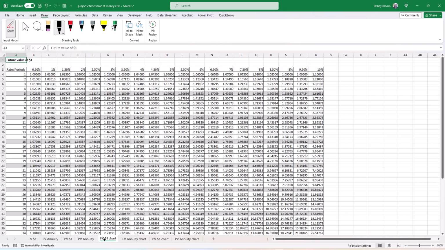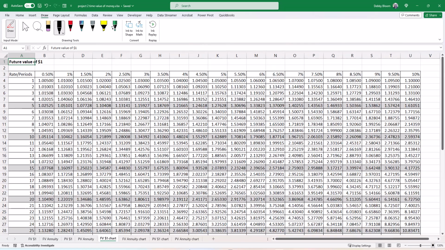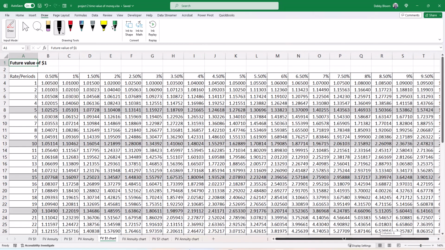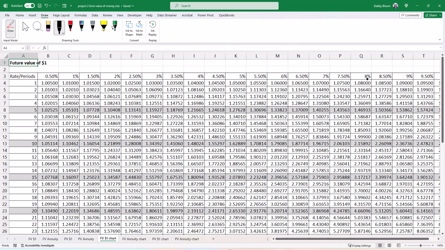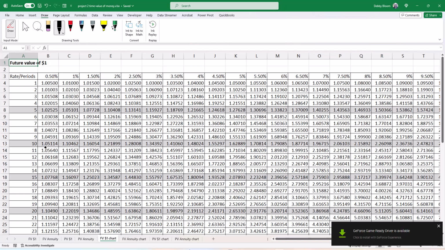So I'm going to go to my future value of $1 chart. I'll scroll in a little bit. Once again, we need to look at 8% and 10. So I'm going to go to 8%. I highlighted it, so 10 is going to be the second. So we have a factor of 2.15892.